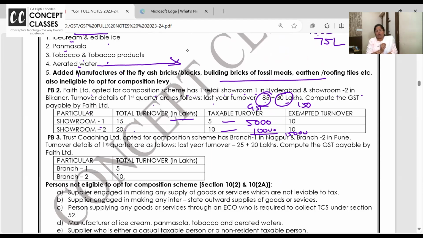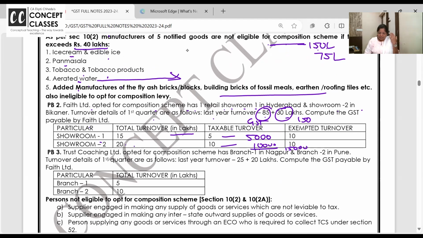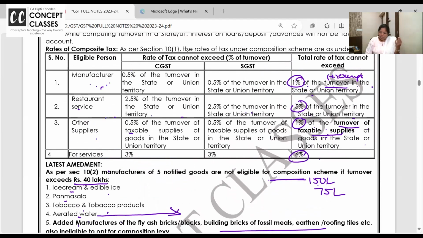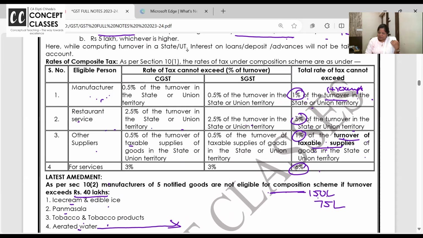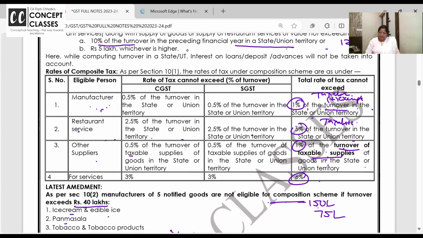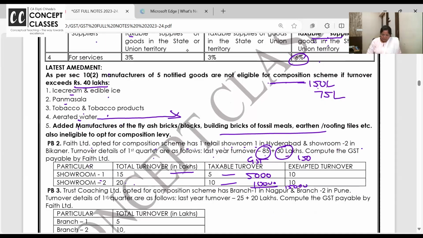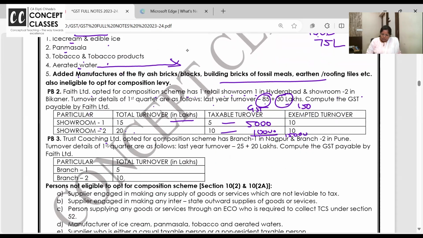1% GST under the composition scheme they can pay on taxable turnover. And if you're finished writing over there, go and write. Here it is taxable turnover. Here it is 1% of the turnover, meaning it applies on both taxable plus exempt. It is not written there, but it will apply on both taxable and exempt. Right, let's go next. Trust Coaching Limited.